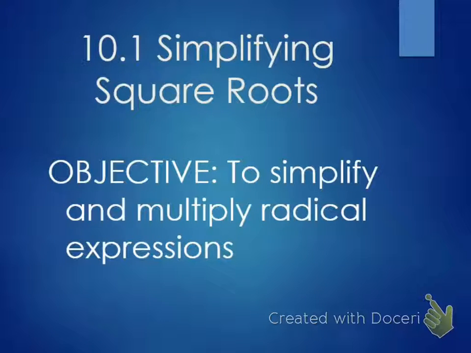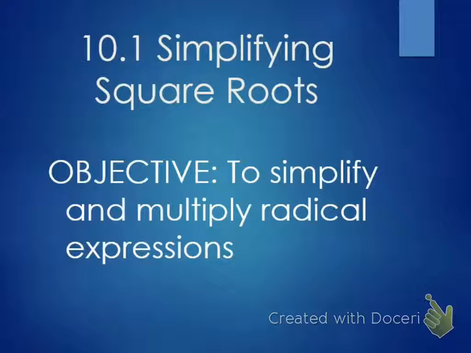Today we're starting chapter 10. Yes, we are skipping ahead to chapter 10. Today is actually a review of something that we did talk about last semester. We are going to be simplifying square roots. So our objective is to simplify and multiply radical expressions. We're also going to be bringing back the Pythagorean theorem.